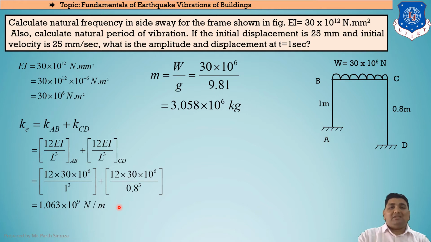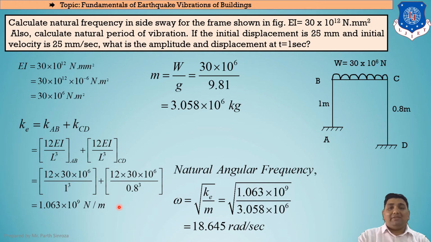So mass and stiffness has been calculated. Now we'll be moving on to our next part, that is our frequency F. For that we'll be finding natural angular frequency. So natural angular frequency will be omega, and the equation for omega is omega equal to under root KE by M. K we have already calculated, mass also we have calculated, so this will be our omega, that will come out to be 18.645 radian per second.